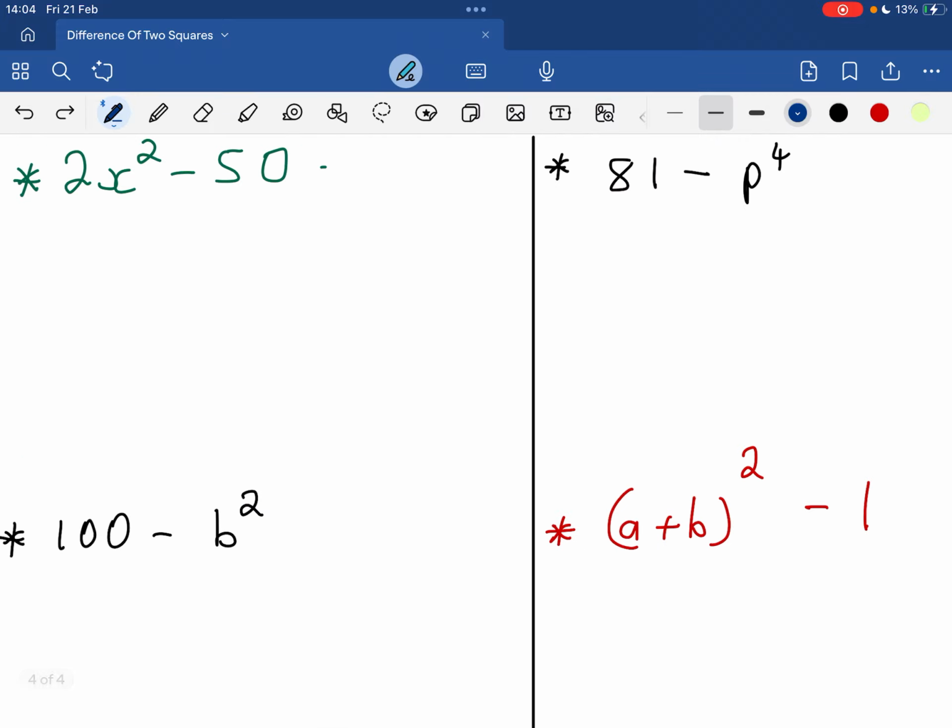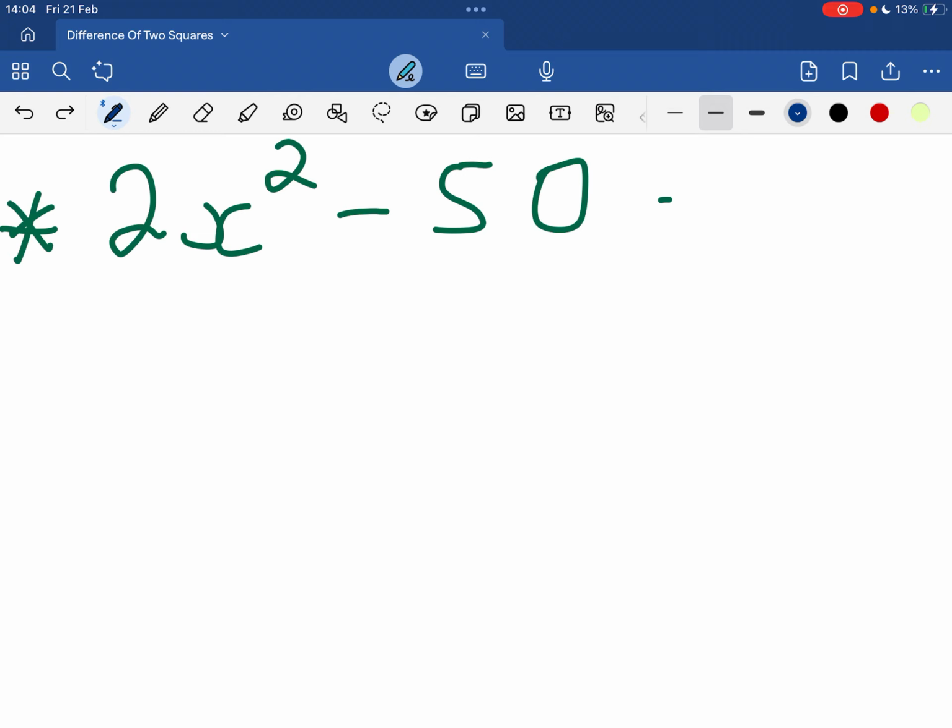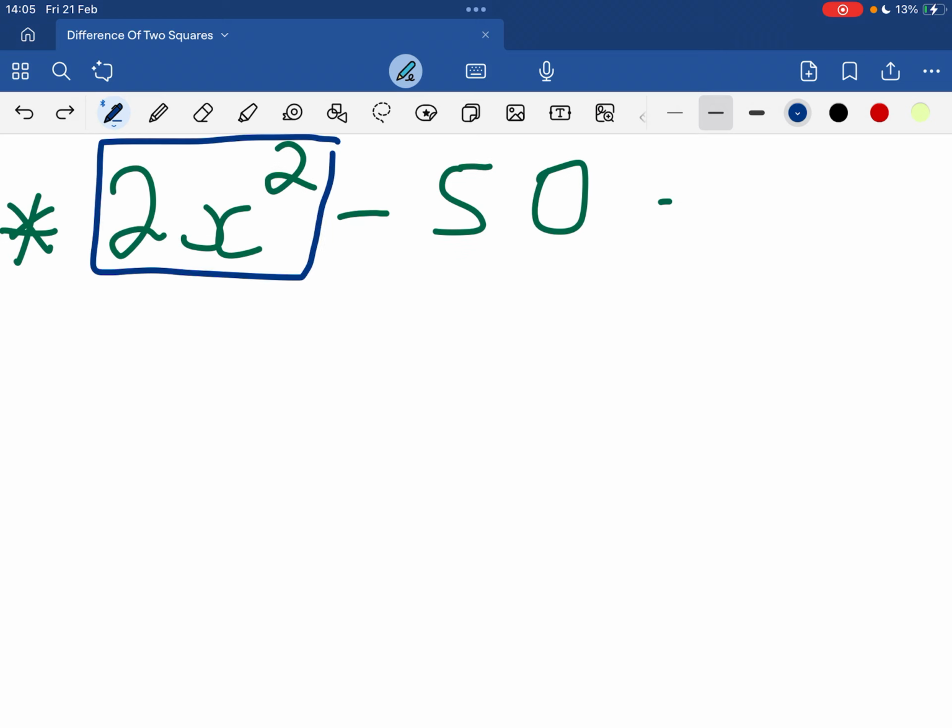Great. This example is very, very important. It says 2x squared minus 50. Is this a difference of two squares? Well, I hope you said no. 2 is not a perfect square. The only numbers that are perfect squares are numbers that come from squaring a number. There's no number that you can square to give you 2. Because 2 is not a perfect square, this entire thing cannot be a perfect square.